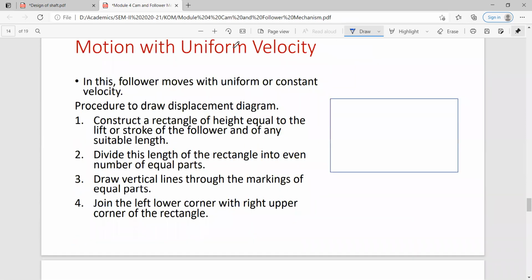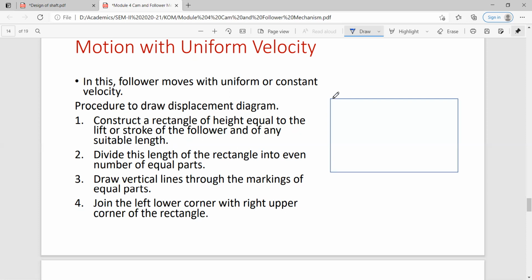So, motion with uniform velocity. I have already told you that when the follower moves from its lowest position to the highest position, its velocity remains constant. Its velocity remains uniform. So if such is the case, how to draw the displacement diagram? First, you construct a rectangle of height equal to the lift or stroke of the follower and of any suitable length.